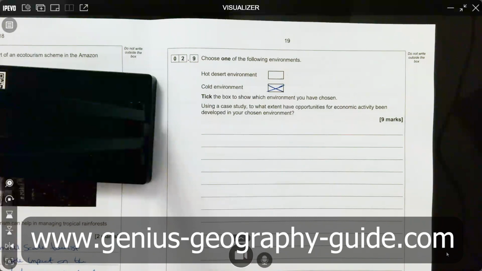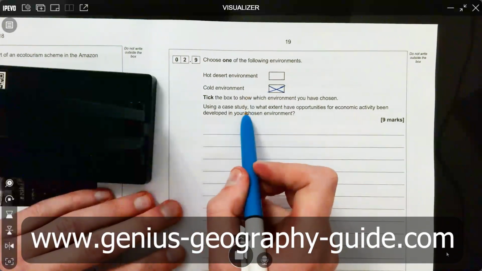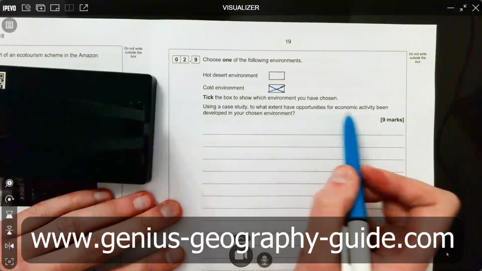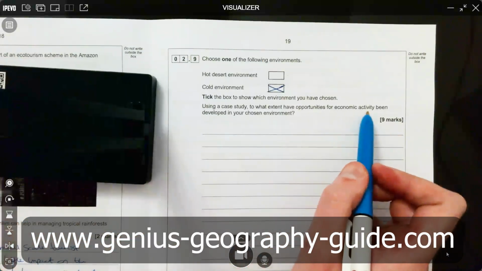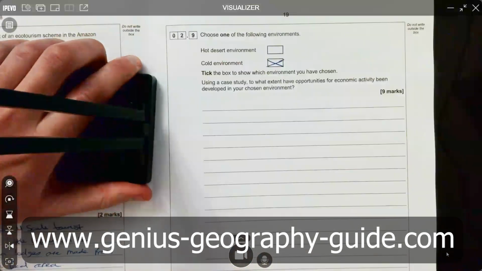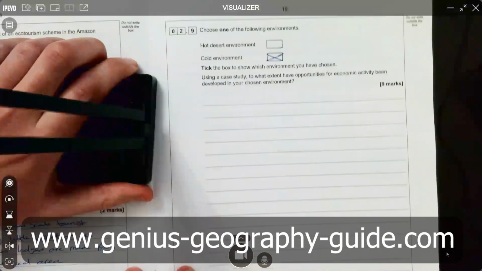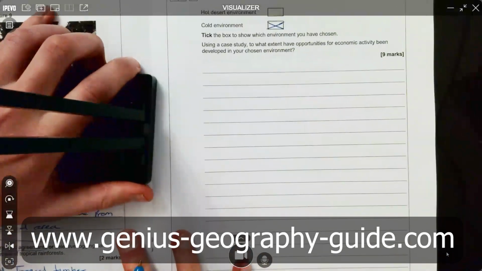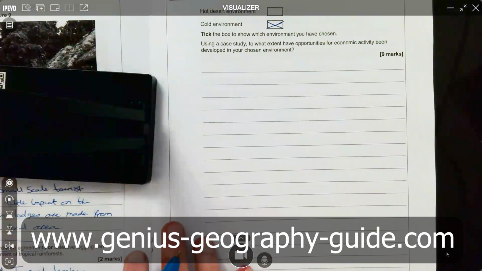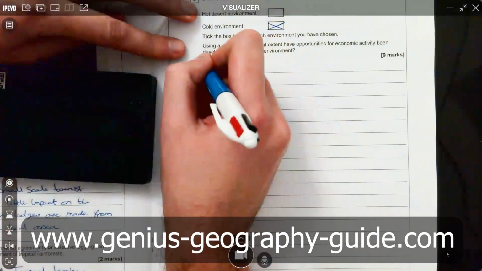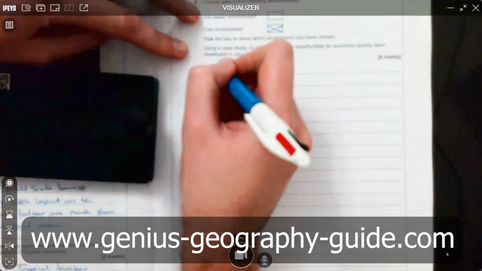Right, cold environments. Using a case study, to what extent have opportunities for economic activity been developed in your chosen environment? Here we go. I'm going to go straight in with my case study.